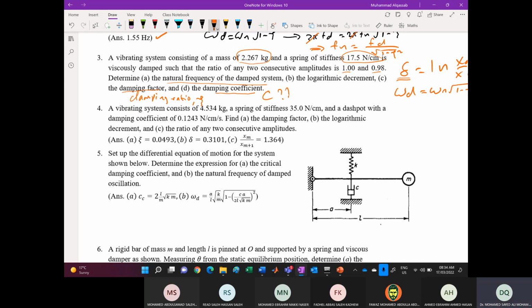And this is obtained from the definition of zeta, that it is C over Cc. So once you find Cc, you can find zeta, C.